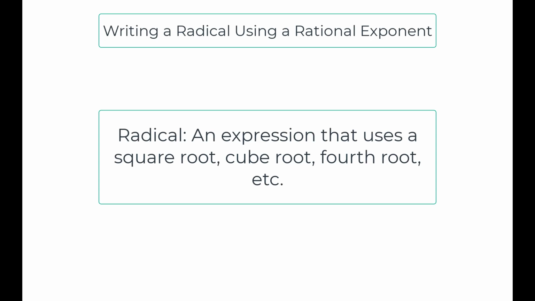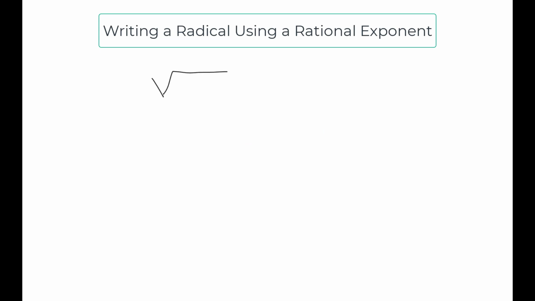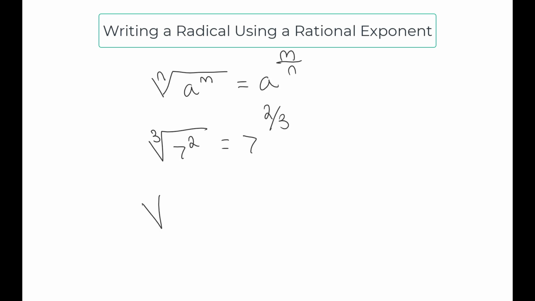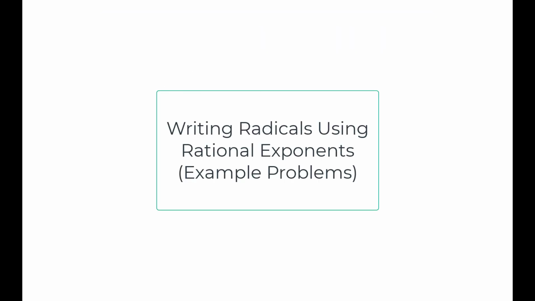The last thing that we're going to cover is how we can rewrite a radical using a rational exponent. That is that if we have the nth root of some a value to the mth power, this can be rewritten as a to the m over n. An example of this would be the cube root of 7 squared. This can be rewritten as 7 to the 2/3. Or the square root of 11 to the 7th power. This can be rewritten as 11 to the 7 over 2. Let's go ahead and give that a shot by rewriting some radicals using rational exponents.